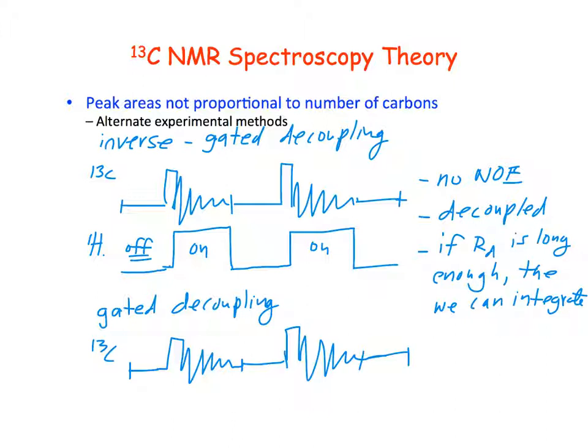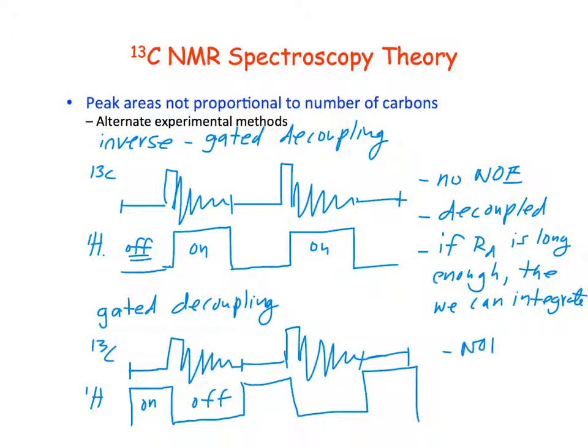Okay, the difference is in the proton NMR, and what we're going to do this time is turn the decoupler on during the pre-acquisition delay and turn it off during acquisition. So we're going to do just the opposite thing. So this is on and off. This one is going to give us NOE, right, because we have it turned on during the delay.